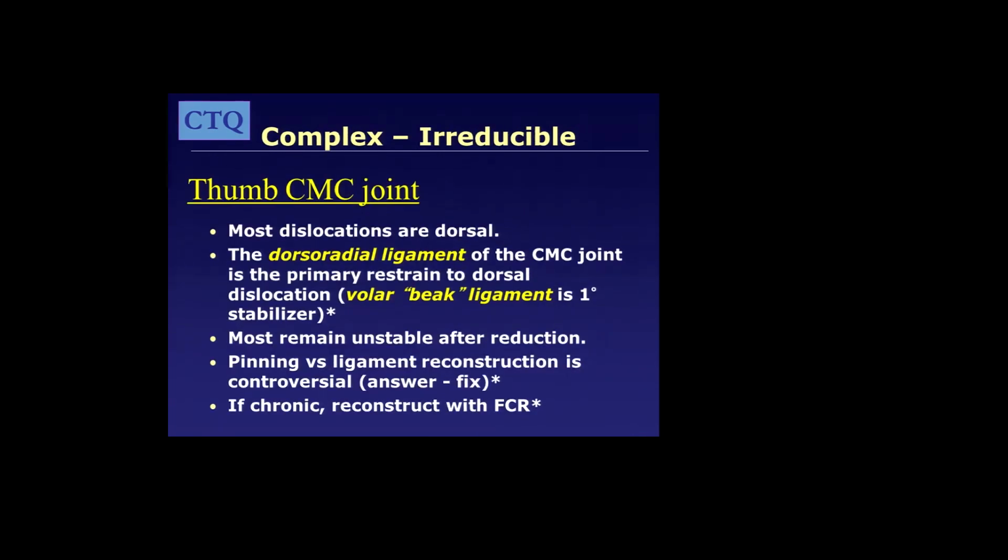In the thumb MP joint, most dislocations are dorsal. The dorsal radial ligament is the primary stabilizer to dorsal dislocation. Even after you reduce them, most remain unstable, and at that point you need to either pin them or do a primary ligamentous reconstruction. This is controversial, but I would answer ligament reconstruction if I was asked. If you have a chronic instability, then reconstruction with an FCR is the treatment of choice.